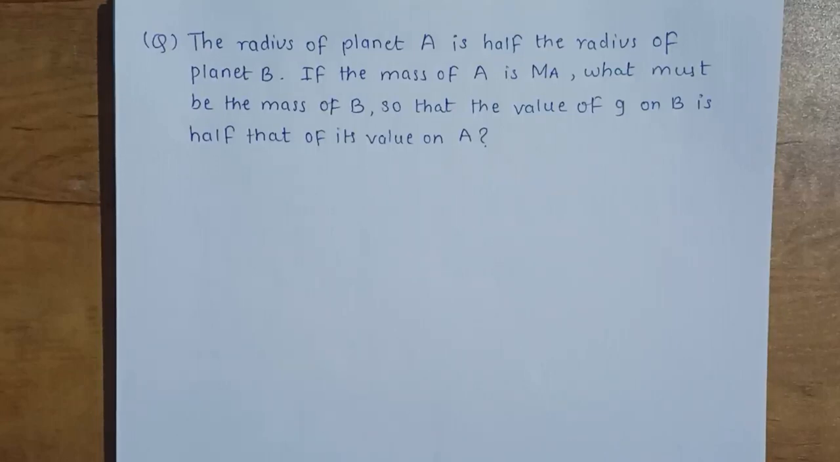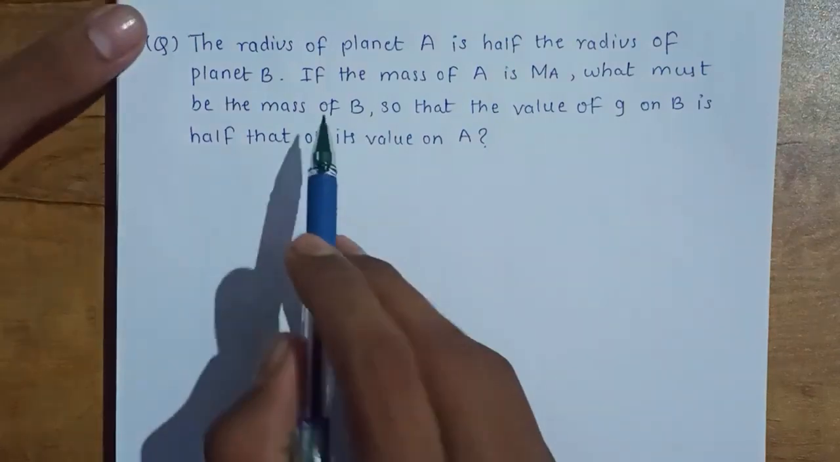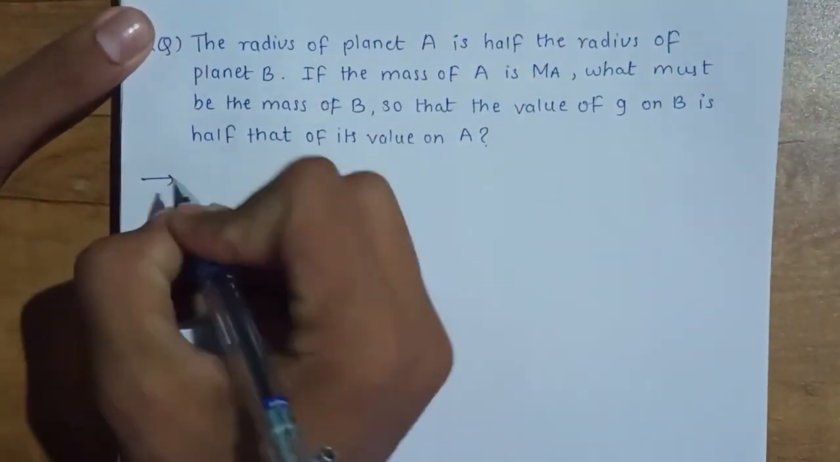The radius of planet A is half the radius of planet B. If the mass of A is ma, what must be the mass of B so that the value of G on B is half that of its value on A? Means in this question we have to find the value of mass of B. Okay, so first what is given?